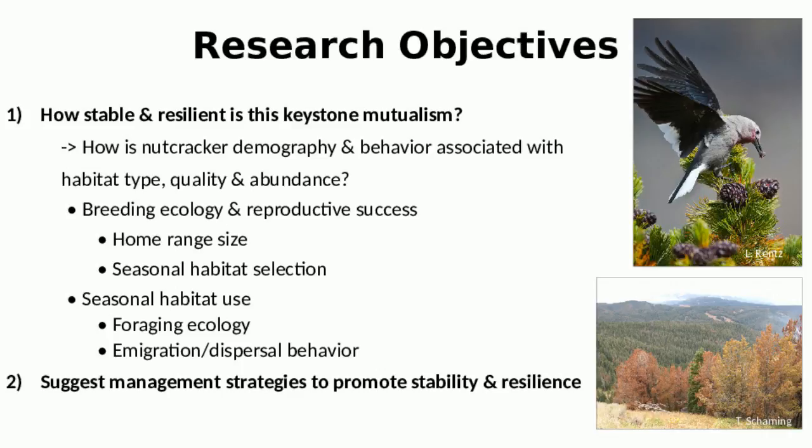And this means I've been looking at how nutcracker demography, population, and behavior is associated with habitat type, quality, and abundance specifically. I've focused on 6 main aspects of nutcracker life history: breeding ecology and reproductive success, home range size, seasonal habitat selection, seasonal habitat use, foraging ecology, and emigration dispersal behavior. This is a lot of work, and this has probably led to more questions than answers, but I'll share some of the answers with you.